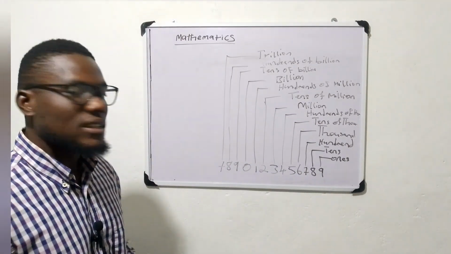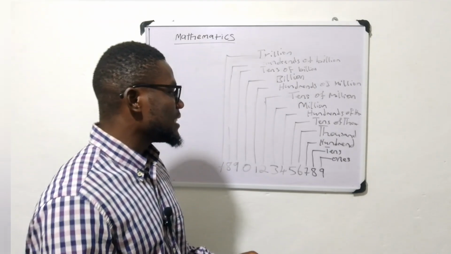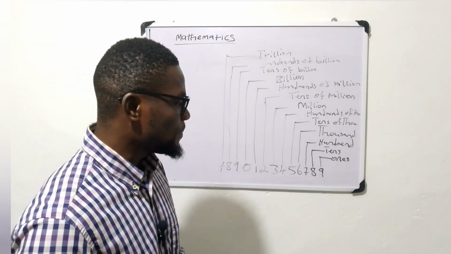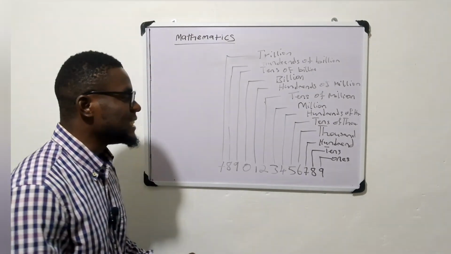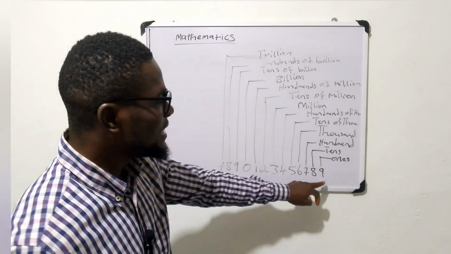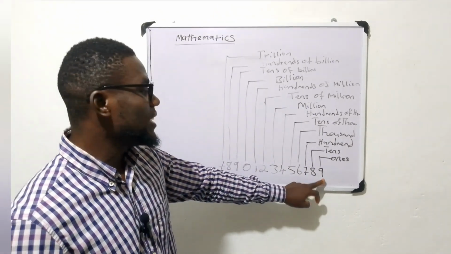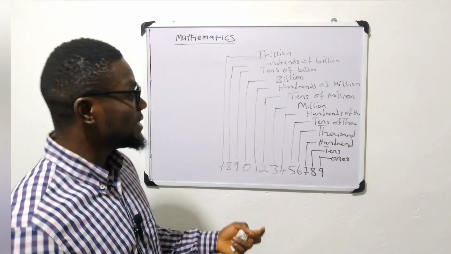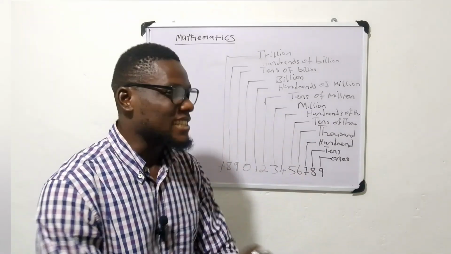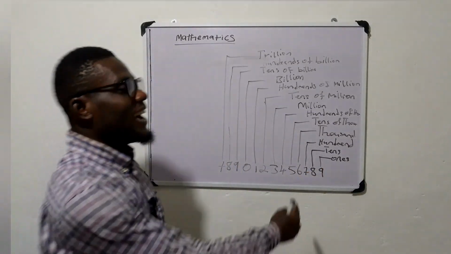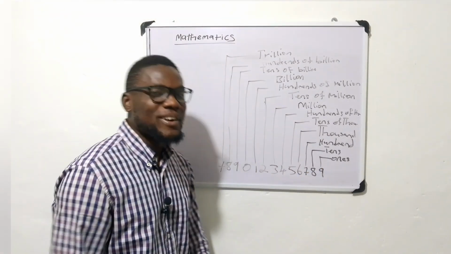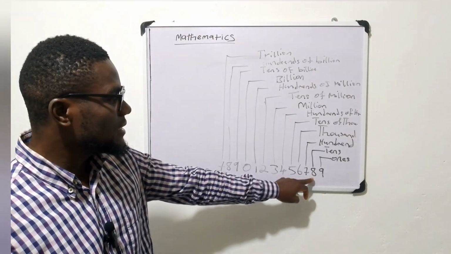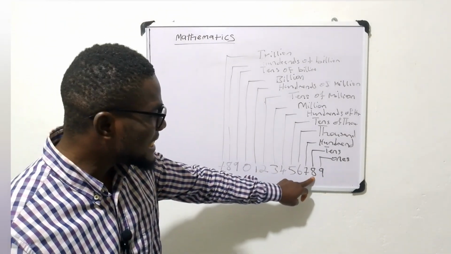Now, what are ones? These are numbers starting from 0 to 9. It doesn't exceed 9. The highest number you can see in ones is 9. It can be 1, 2, 3, 4, 5, 6, 7, 8, 9. You can't go to 10. You can't come over here and say I want to write 10 here. It's not acceptable.